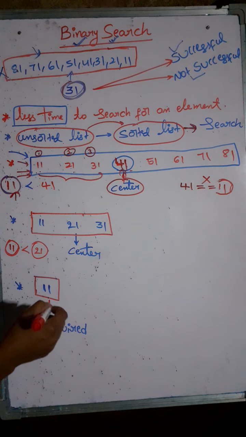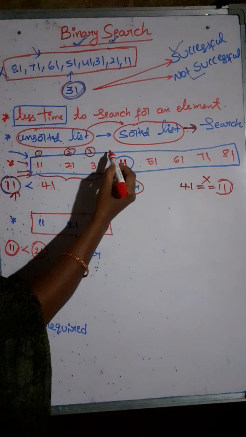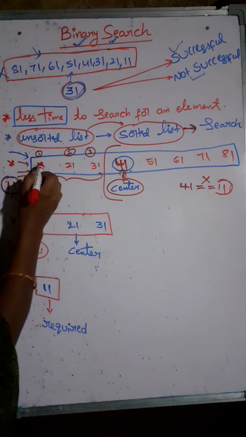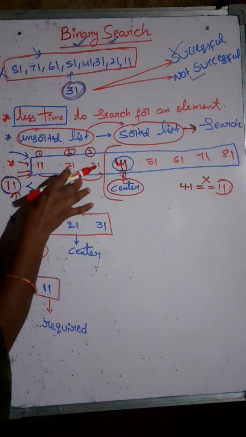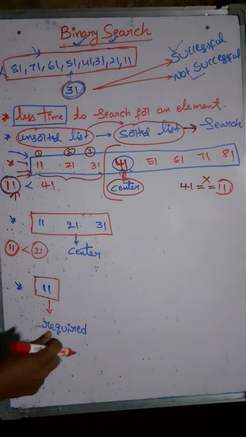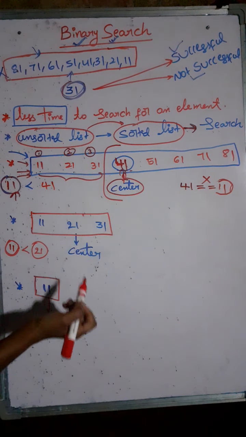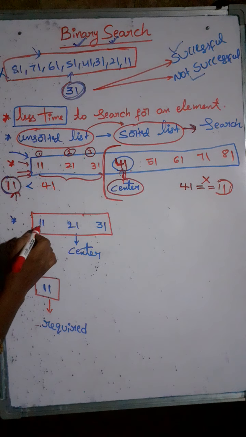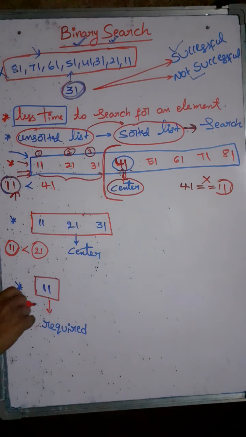So now what I should do is not consider this part, because page number 11 will be available on the left side of the textbook. We cannot find it on the right side because 11 is less than 41. So we should not consider this part now. We should consider 11, 21, 31. Again we should do the same process.